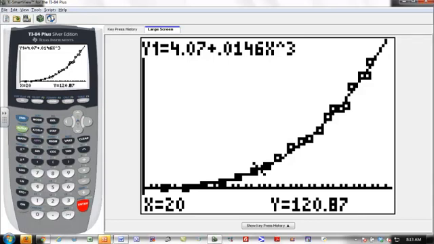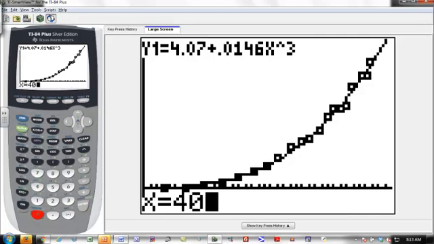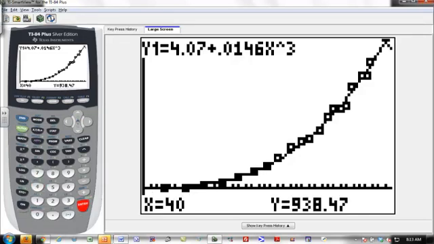How much should a 40 centimeter fish weigh? Oh, about 938 grams. In other words, I can move along that prediction line to make reasonable guesses about how much these fish should weigh given a particular length. And this model fits our data much better than the linear model. Are you understanding what I'm saying?